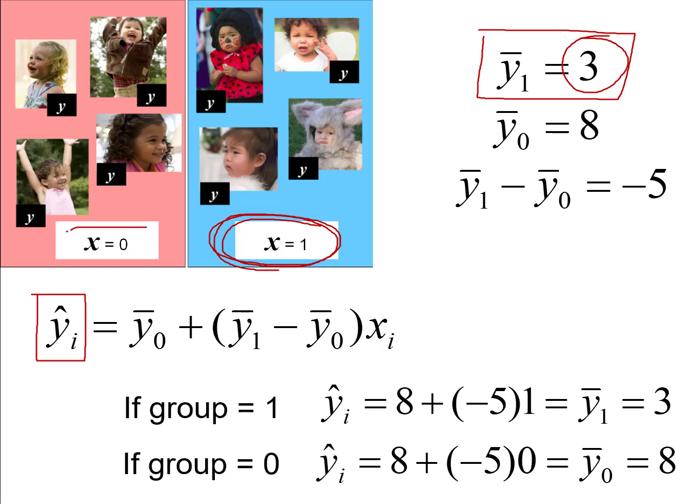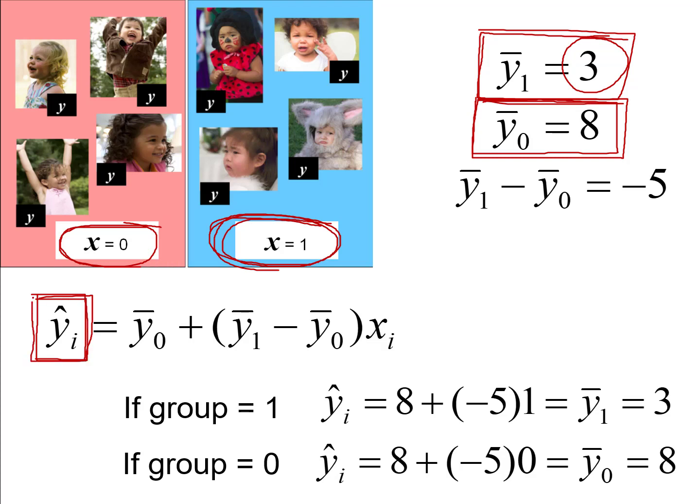And for the children in our control group, the mean for the control group was an 8. The average level of happiness in the control group was an 8. And so for every child in the control group, we're going to predict that their happiness will be an 8. So if you're in group 1, the mean for group 1 was a 3, and so for everyone in group 1, their predicted score on y will be a 3. And for people in the control group, group 0, the mean was an 8, and so for everyone in the control group, y hat will be an 8.